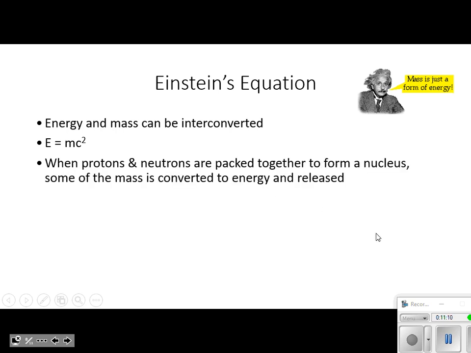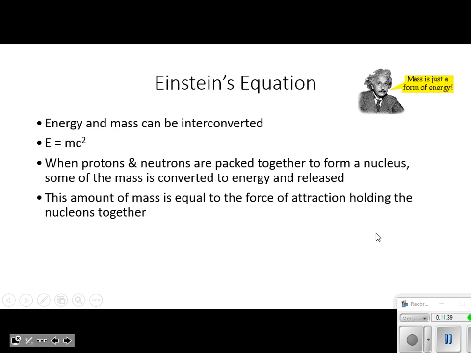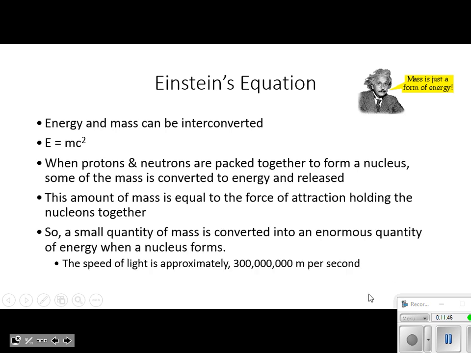So, when we pack these protons and neutrons together into a nucleus, some of the mass is converted to energy and released. Remember, we just said that if we add up all the nucleons and compare to the mass of the nucleus, we have a mass defect. That mass is converted to energy and released. The amount of mass is equal to the force of attraction holding the nucleons together. Thus, a small quantity of mass is converted into an enormous quantity of energy when we have the formation of a nucleus. Why?